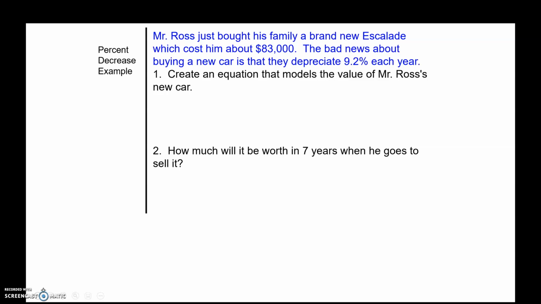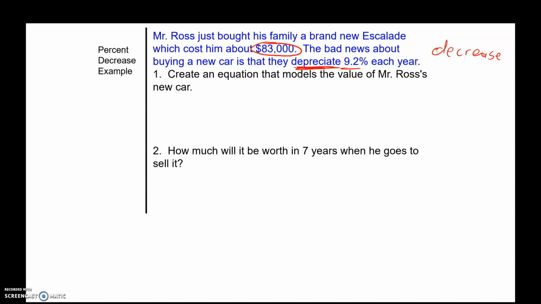Now that you've got it copied down, let's take a look at what we have here. Mr. Ross has bought himself a car, and it's $83,000. Now, the bad news about buying a car is that it depreciates. Depreciate means that it loses value. So this means it's going down 9.2%. So this is a decrease scenario. Yesterday, last class, we were talking about increase and decrease. This one's a decrease. So we want to create the equation for this.